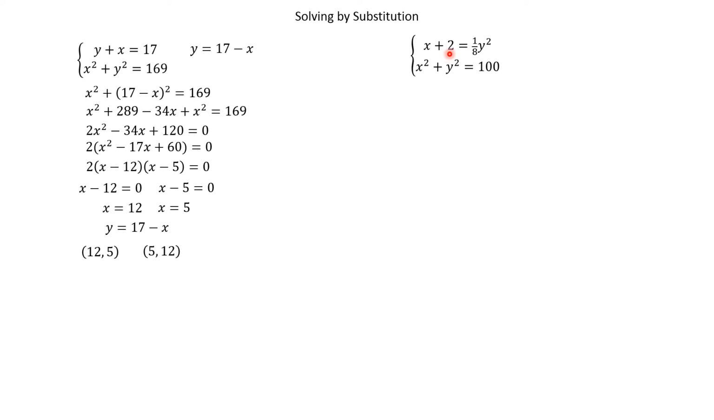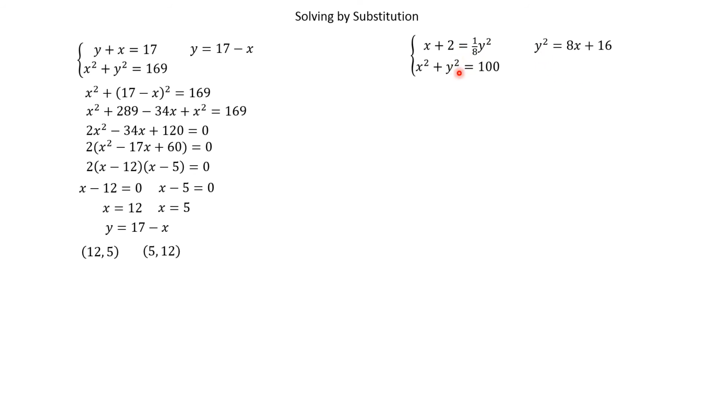Now, a lot of people will take this, subtract the 2. It's like, hey, we almost have x, right? Subtract the 2, we get x equals 1/8 y squared minus 2, and they plug it into there, and you have to square that, and that gets really unpleasant. You end up with a y to the 4th and a y squared, and that's awkward. Instead of doing that, I'd multiply by 8. So you get y squared equals 8x plus 16.